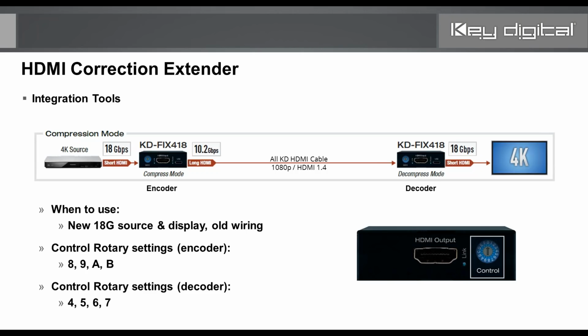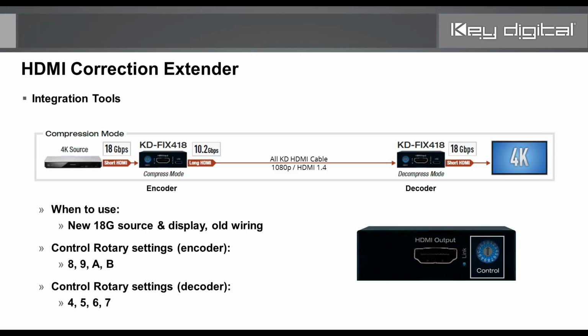This is compression. It is different. What we do to the signal is different here. So then it has to be received by a second Fix 418 that is set to decompress mode on the control rotary. Those settings are viewed in the bottom left corner of your screen now. And now your 18G signal is viewed at 18G on your display.